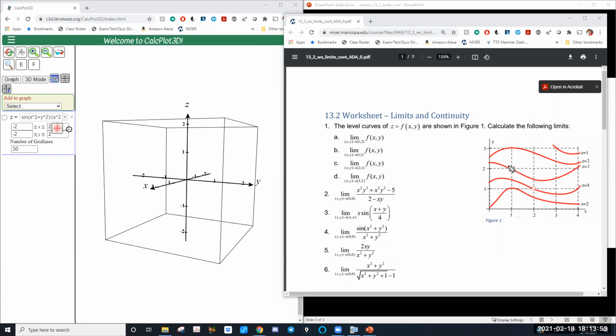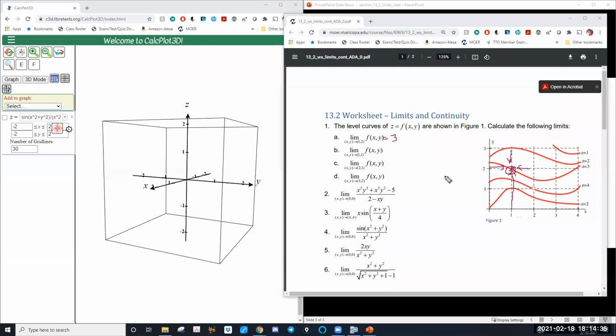So that would be our spot in the xy plane. Now we have a level curve going through there at that point, and we see that the value of that level curve is 3. So the value of this limit would be 3, because we're getting sufficiently close to that z value as we go towards 2 in the y direction and 1 in the x direction. So it's very similar to what you did in Calc 1, except instead of coming in from both sides, we're coming in from all 4 directions.